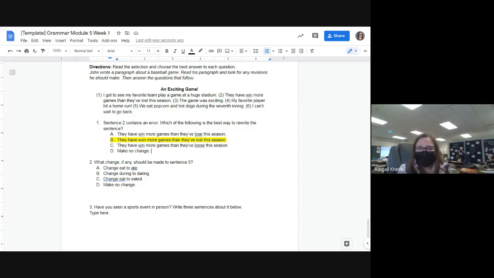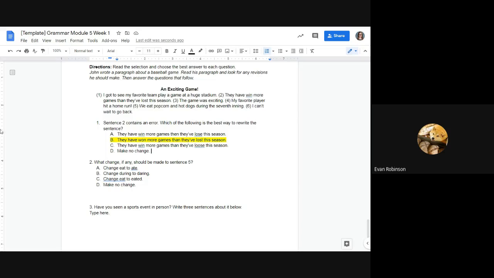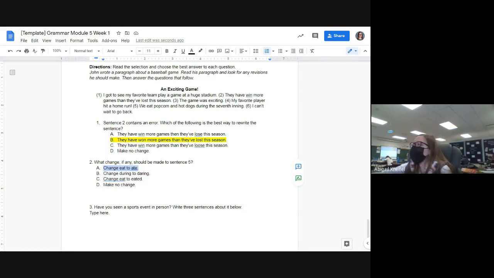Should it be change eat to ate, change during to daring, change eat to eated, or make no change? On the count of 3, boys and girls, tell me what the letter is. A. A. It is A. You need to change eat to ate. Ate is the past tense for eat.